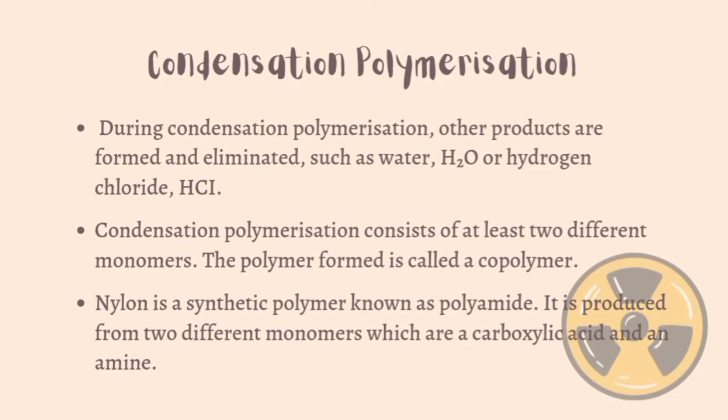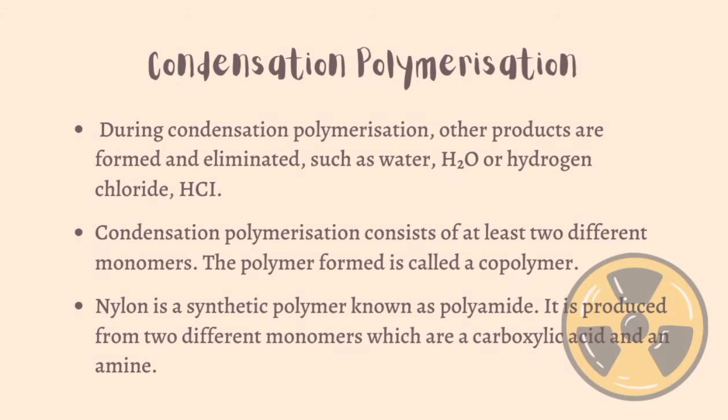The second one is condensation polymerization. During condensation polymerization, other products are formed and eliminated, such as water or hydrogen chloride. Condensation polymerization consists of at least two different monomers. The polymer formed is called a copolymer. Nylon is a synthetic polymer known as polyamide. It is produced from two different monomers, which are a carboxylic acid and an amine.